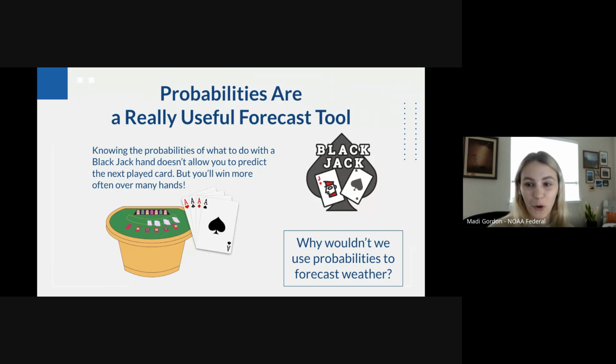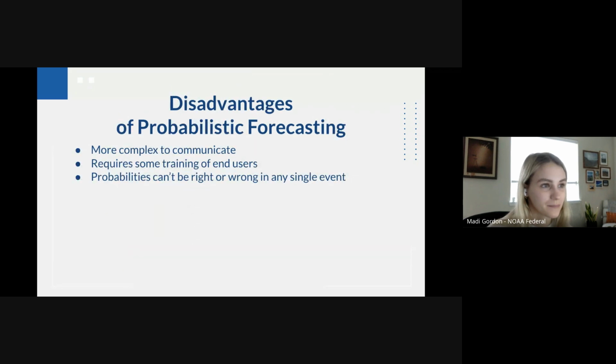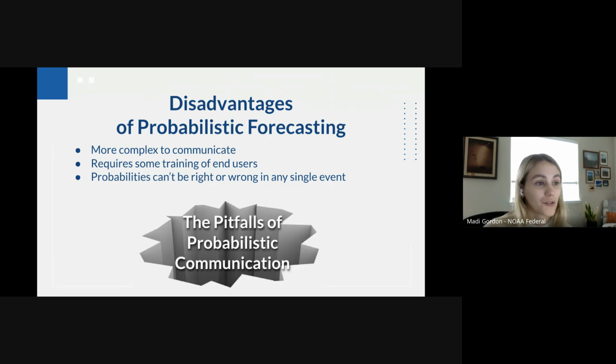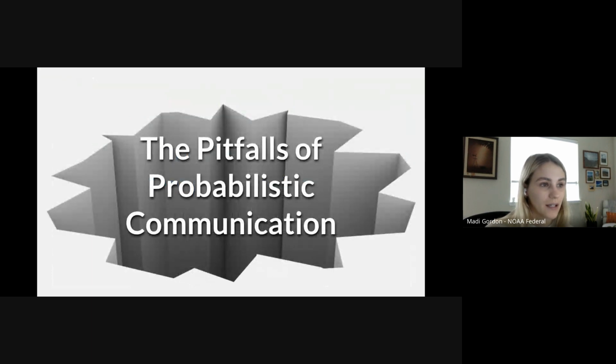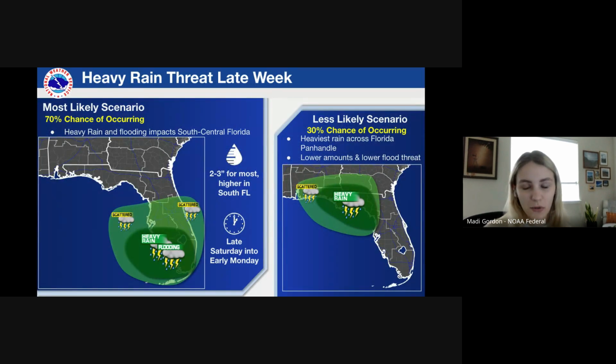I know there's the goalposts and things like that that have been referenced as well with EMs. And of course, acknowledging the disadvantages of probabilistic forecasting. It's more complex to communicate. It does require some training of our end users, and probabilities can't be right or wrong in any single event, which can be uncomfortable to sit with. We're very binary in our decision making. We want a yes and we want a no. So I'm going to dive into some of these pitfalls before I hand it off to Greg here a little bit later. So our pitfall number one, this graphic is just an example graphic.